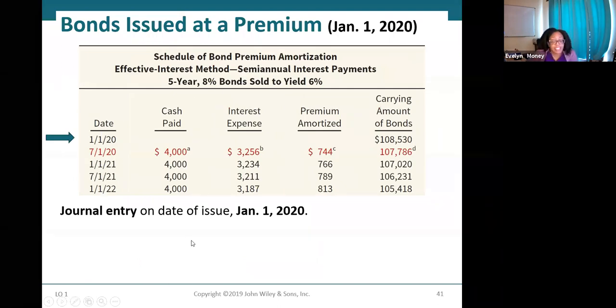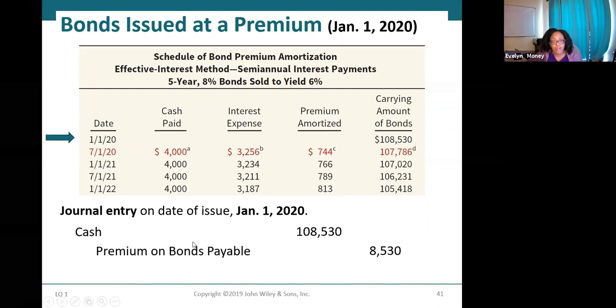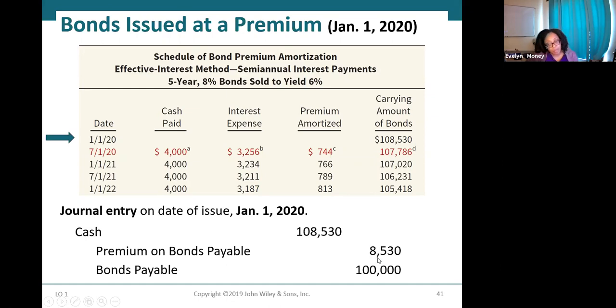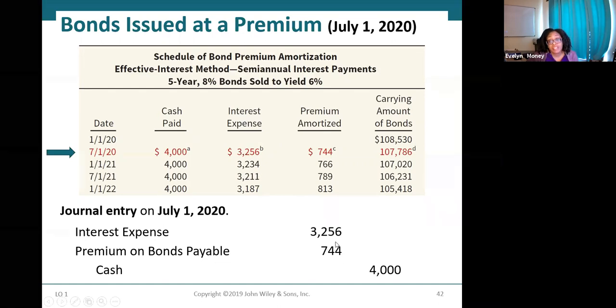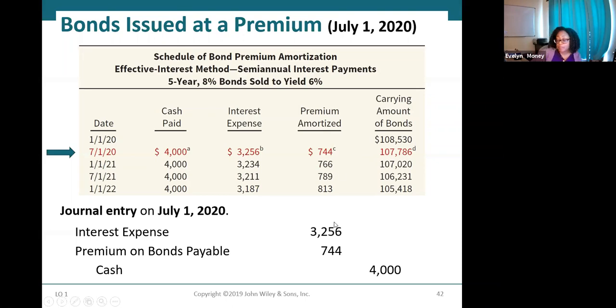So when we do our entries, the entries are the same for the issuance that we saw in the previous lecture video. You're still debiting cash, bonds payable is still valued at par. And to make our journal entry balance, we have to credit premium on bonds payable. What changes is the numbers for our entries for the semi-annual cash interest payments. So we debit interest expense for the number that we have calculated. Cash still gets credited for the $4,000. And now we need more on the debit side. And the difference between those numbers is the amortization of the premium.